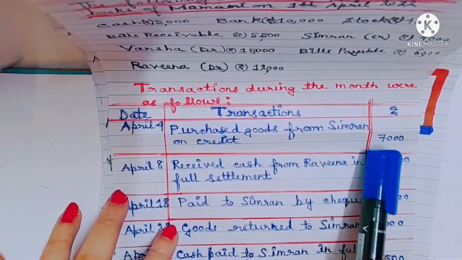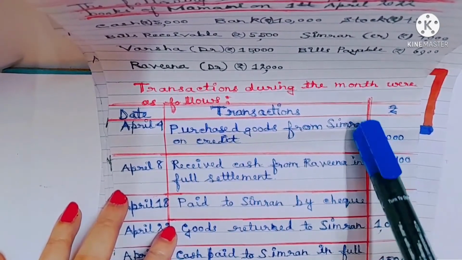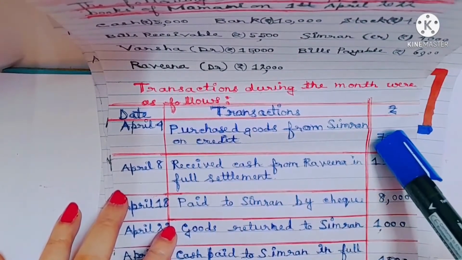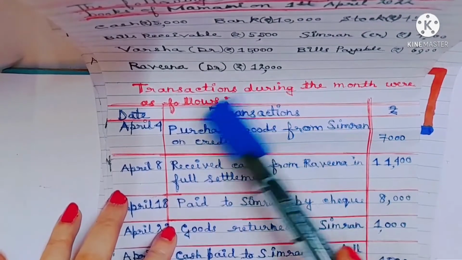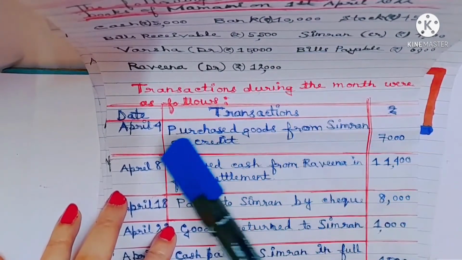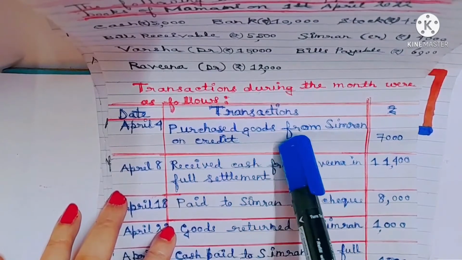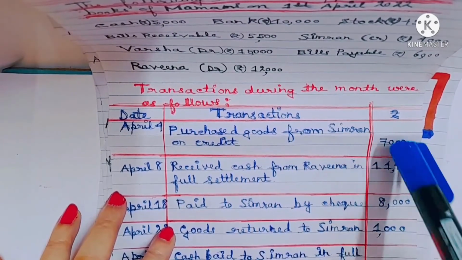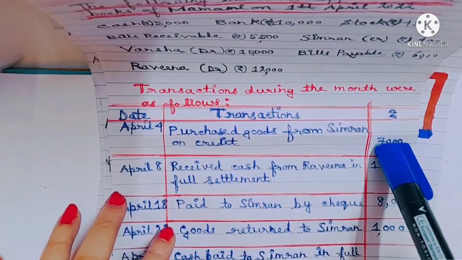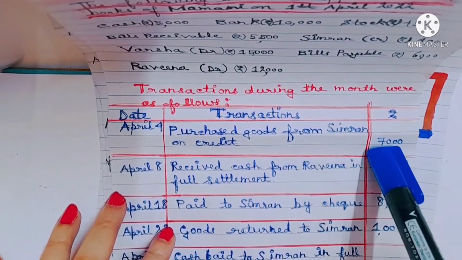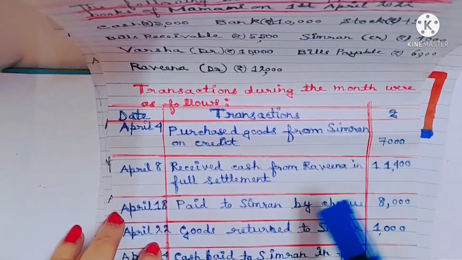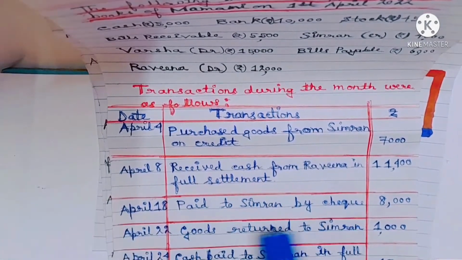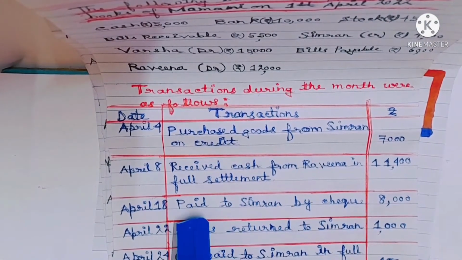আবার পারচেজ করেছে 7,000. That means 4,000 plus 7,000, 11,000 goods সিমরানের থেকে ক্রেডিটে কিনেছে। On 4th April, Mamuni has purchased goods from Simran on credit 7,000. So previously 4,000 opening balance plus 7,000. That means add up this to 11,000 goods have been purchased from Simran. তারপরে কি হয়েছে? Paid to Simran on 18th April by check.